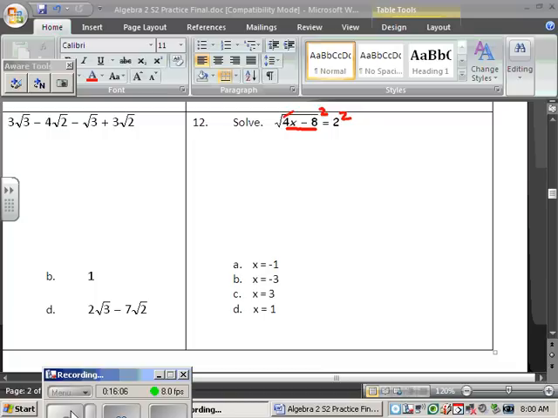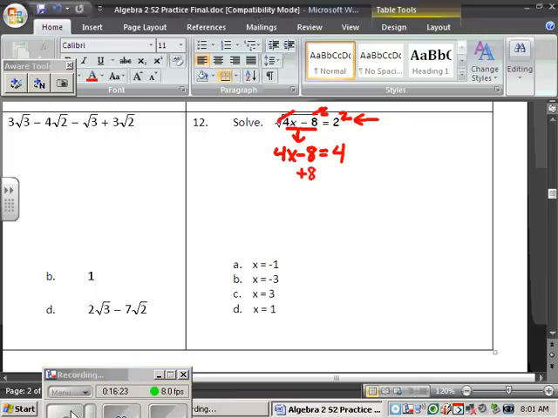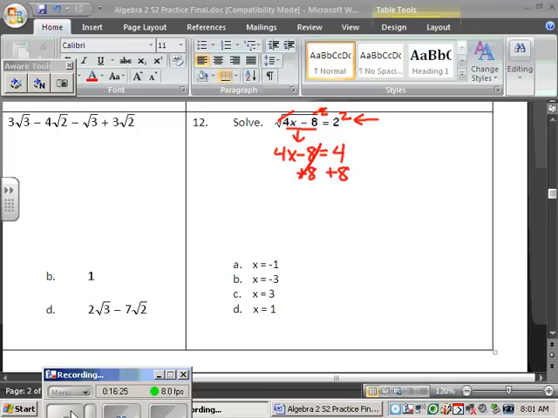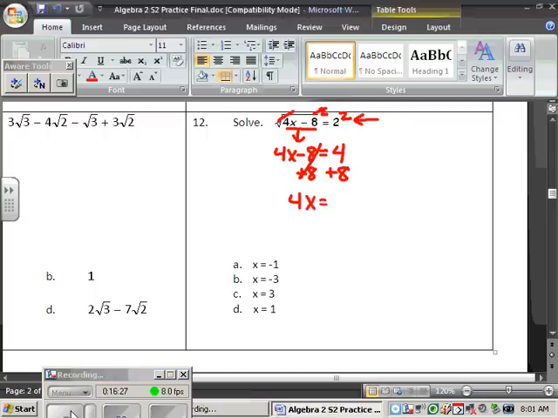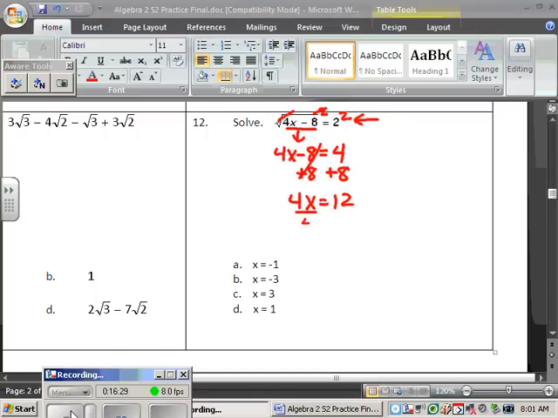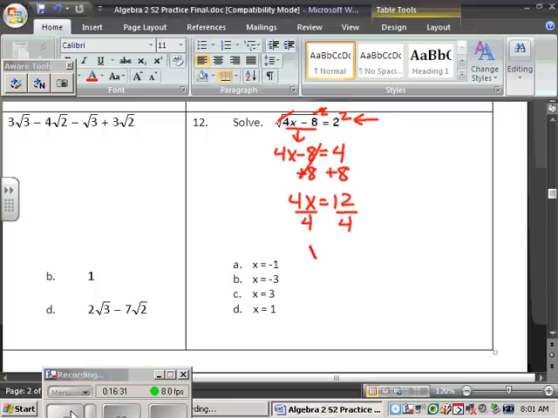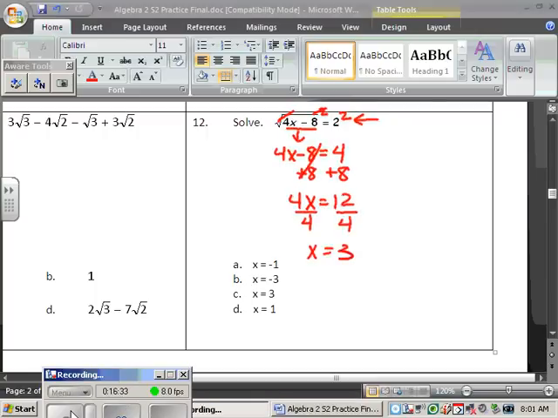By squaring the radical, it gets rid of the radical symbol, but does not touch what's under the radical. That remains the same. But you need to remember to change the right side and square that number, so that will become 4. Now you just have a linear equation that you can solve for x. So we're going to add 8, which gives us 4x equals 12. Then we're going to divide by 4, so x equals 3. So our answer would be answer C.